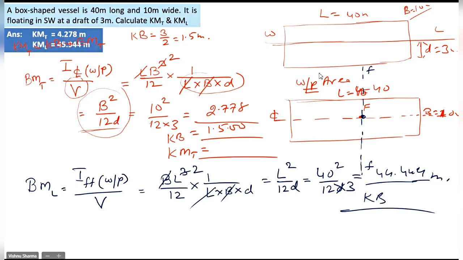Sir, so this BM longitudinal, what we got, 44.44, we have to add with the KB 1.5. That's it. And then only it will become AML, no beta? AML, yes. That is 45.94 meter. Yeah, right, the answer is on screen, 45.944 beta. Okay, sir. You can see the answer on the screen. Yes, that's correct.